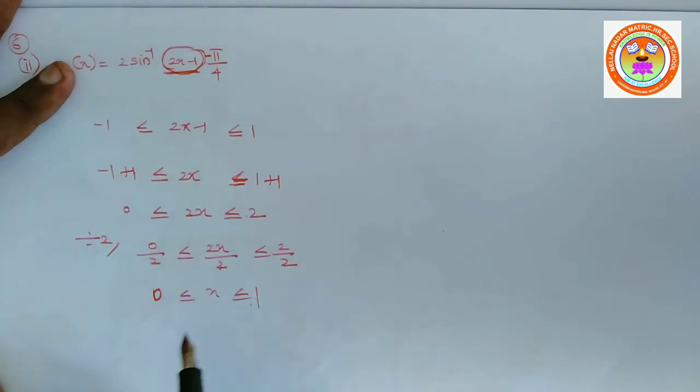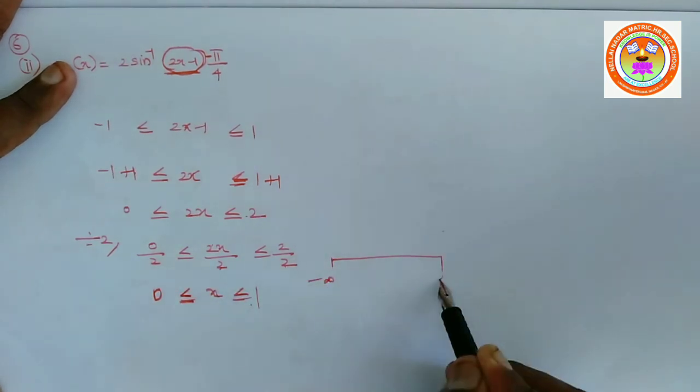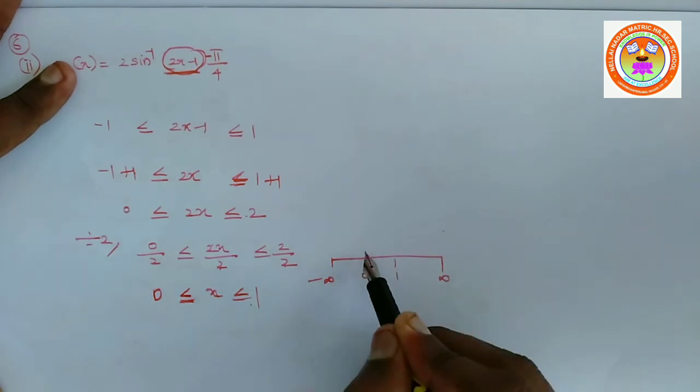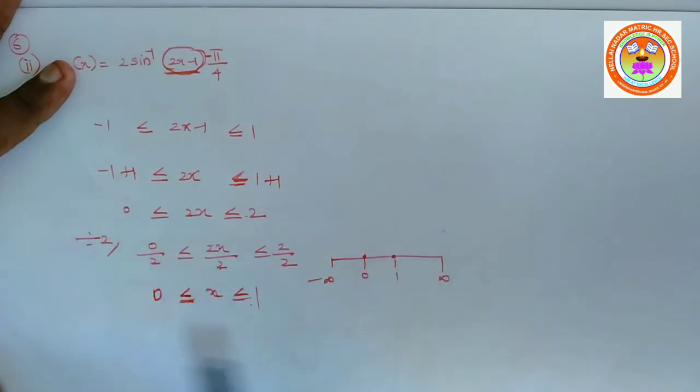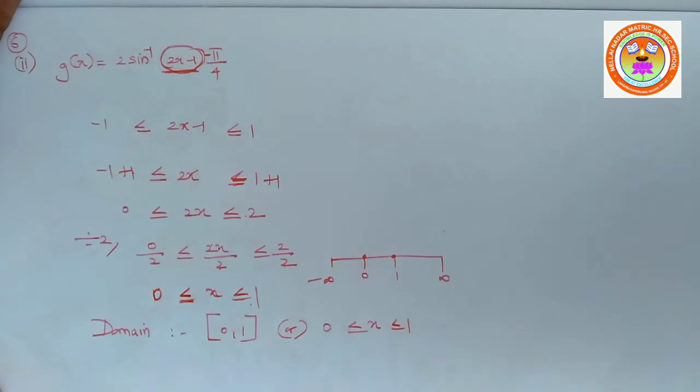Therefore your domain lies between 0 less than or equal to x less than or equal to 1. On the number line from minus infinity to plus infinity, this is 0, this is 1, and this is a closed interval. So the domain should be written as the closed interval [0, 1]. Otherwise, you can write 0 less than or equal to x less than or equal to 1. This is also a proper way.